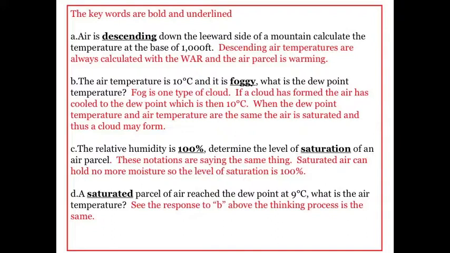The second problem, the air temperature is 10 degrees Celsius and it is foggy. What is the dew point temperature? Fog is one type of cloud. If a cloud has formed, the air has cooled to the dew point, which is then 10 degrees Celsius. When the dew point temperature and air temperature are the same, the air is saturated, and thus a cloud may form.